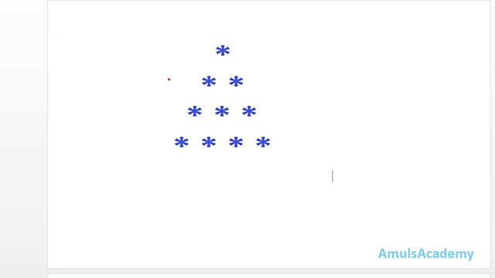Today in this tutorial we are discussing a pattern program, that is, we want to print stars in this pattern. We already discussed this pattern in this video series, but in that we used a for loop to write the program. So today in this tutorial we'll see how to write the program using a while loop to get output like this. Okay, so let's begin with the program.